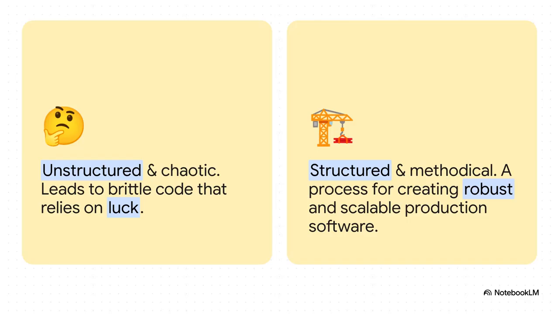And this chart just lays it all out. On one side, you have the total chaos of vibe coding. Yeah, you get quick demos, but you're really just relying on luck. On the other side, you've got the BMAD method. It's structured, it's methodical, and it's designed from the ground up to create real, scalable production software. It's really the difference between a rough sketch on a napkin and a full architectural blueprint.